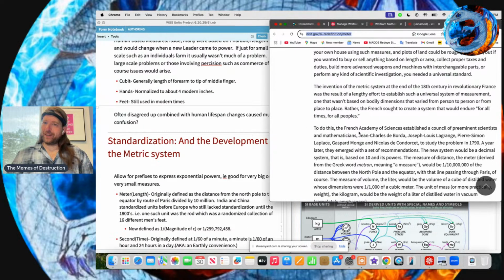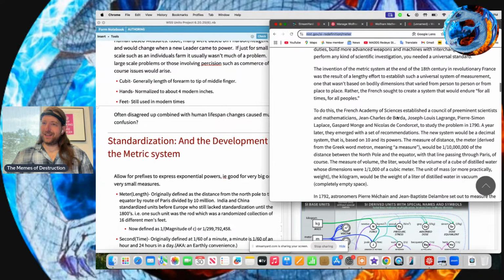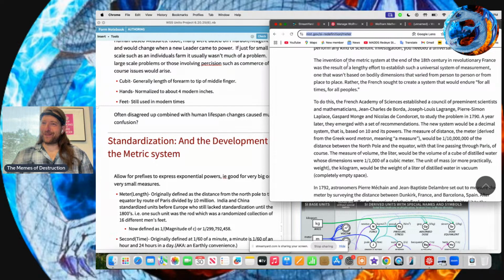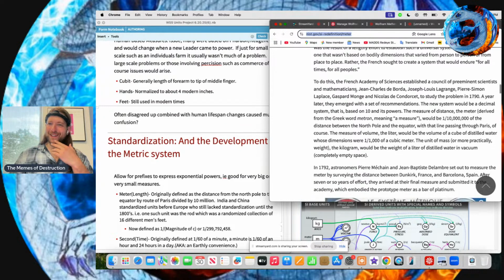See what else we got for the meter. 18th century, of course, the French Revolution. As a result, they wanted to establish a universal system of measurement, one that wasn't based on bodily dimensions that varied from person to person, place to place. The French sought to create a system that would endure for all time, for all people.